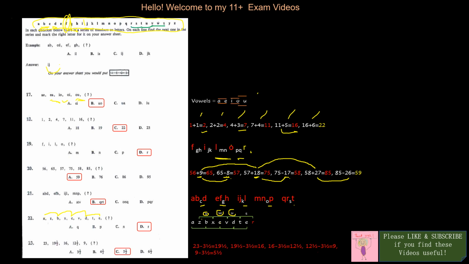Okay. Next, 23 is saying 19 and a half, 16, 12 and a half. Nice. I think you already got the answer from there. But to explain it, you see it's minus 3.5. That's happening. So it's always minus 3.5. So they're subtracting 3.5, 3.5, 3.5, and you get to 5.5. So 9 minus 3.5 is 5.5. That's this paper. Next question is 24.